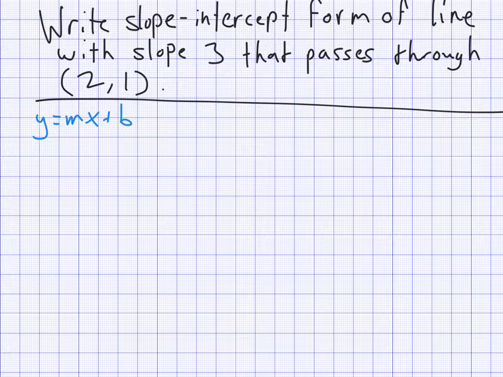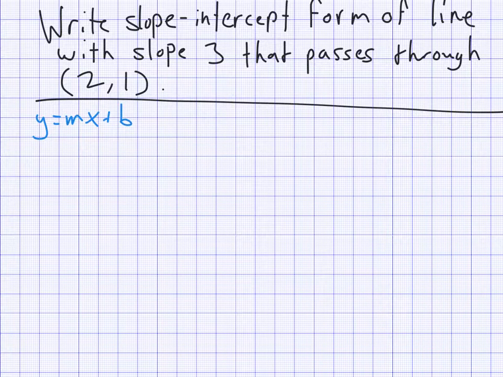We have an m, it's 3, right? Our slope is 3. But we don't have a b. A b is our y-intercept, and we're not given that. We're just given a point. Even though that point has a y-coordinate, right? The y-coordinate is 1. That's not the same as our y-intercept. So we can't go directly to slope-intercept form.